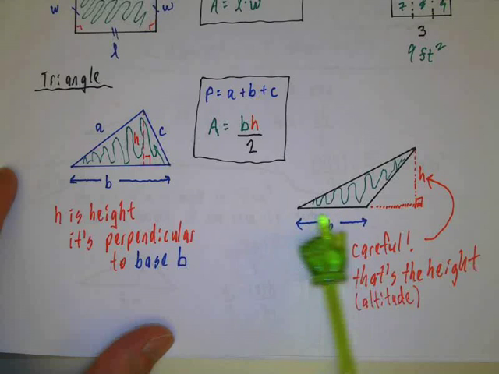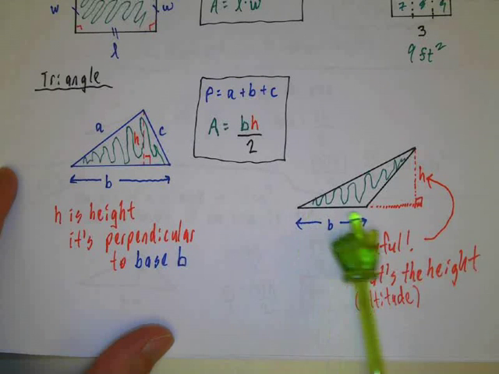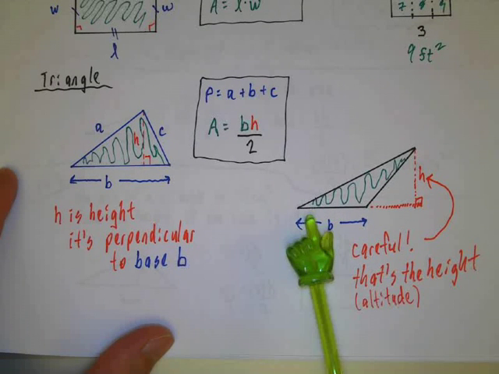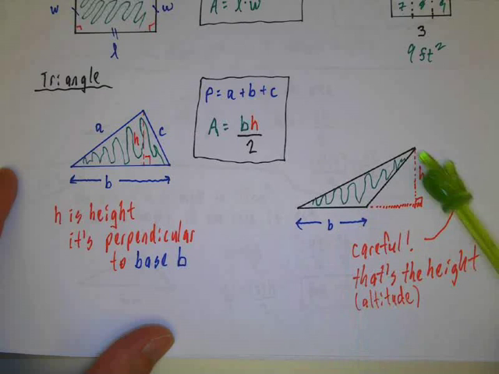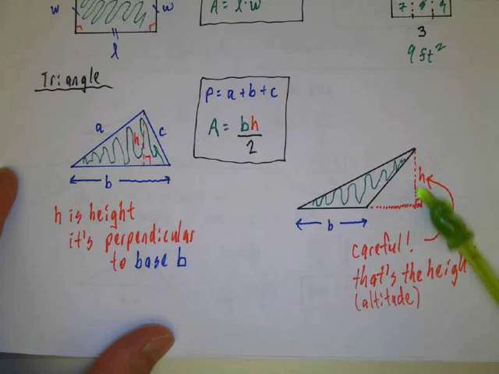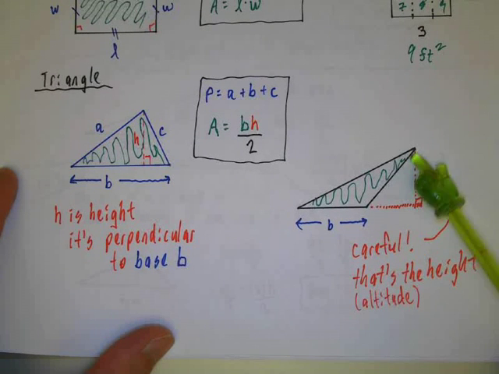Some things to watch out for in area of a triangle. The base is this bottom length, not this length. Okay, so it's that length of the actual triangle. The height is the perpendicular height. It's the altitude. It's not this slanted thing. Okay, so that was the square, rectangle, triangle.